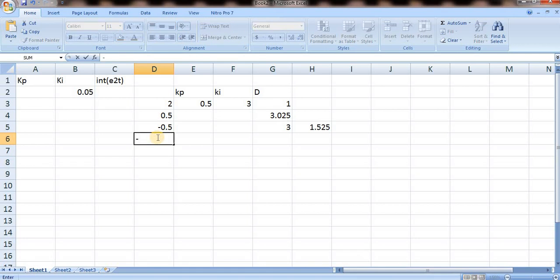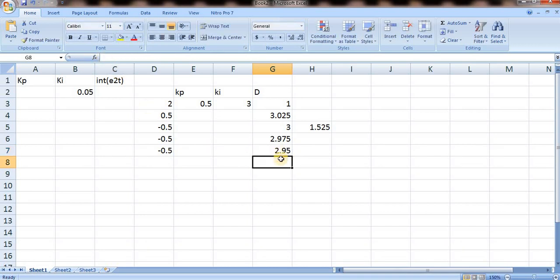So still my error is 0.5. So again it will subtract 3 minus 0.025. So now this is my duty cycle. Again for the next iteration, still my error is minus 0.5. So it comes again 2.975 minus 0.025. So like this my PI controller is working.